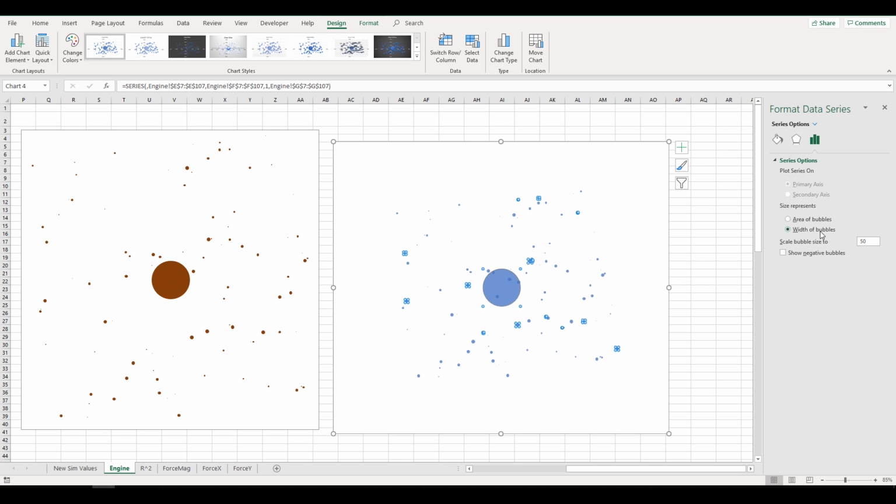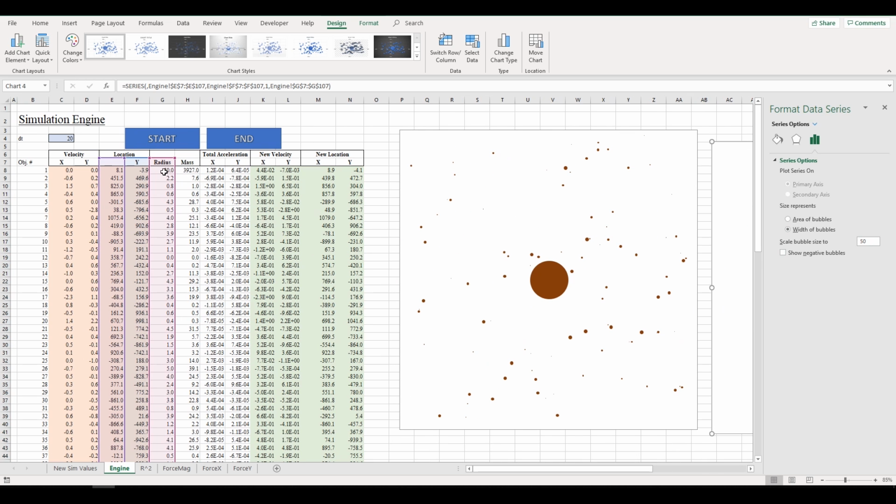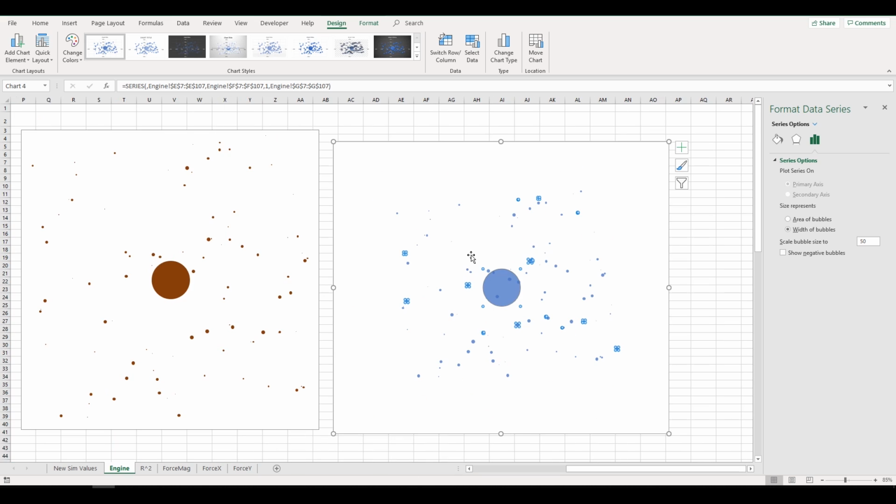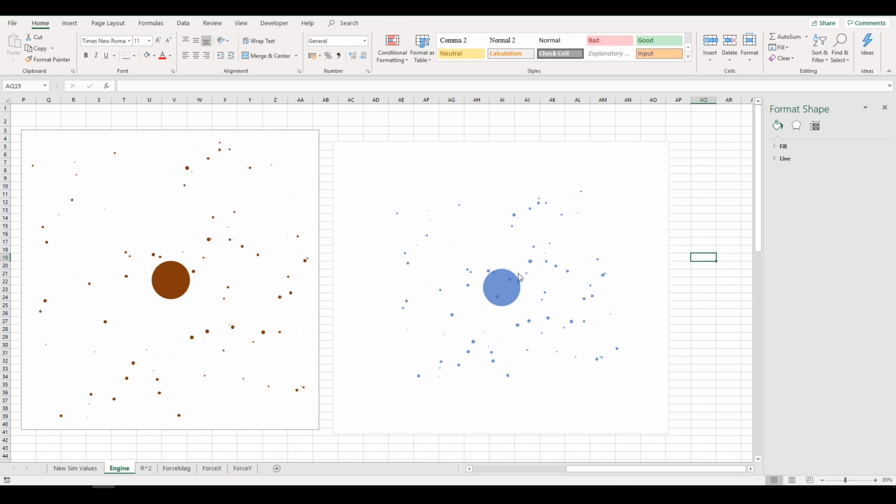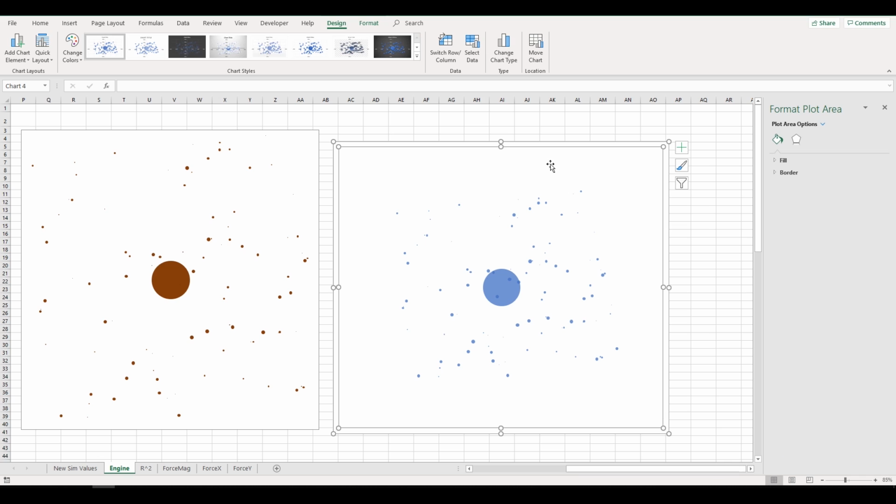So you go to format data series, and then you just choose your size represents width of bubbles, 50. And what it's doing is, depending on what the radius is, it's setting your bubbles to that size. That's exactly what we want. If the planet has a bigger radius, or the star has a bigger radius, you want it to look bigger on your chart. Perfect. Okay, so now we've got our X coordinate, Y coordinate set up with the origin in the middle.